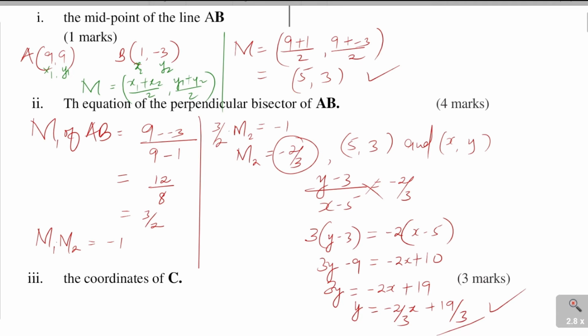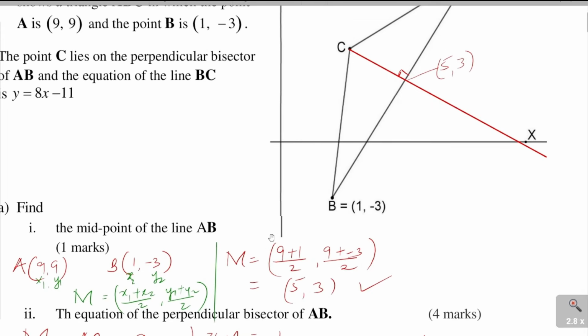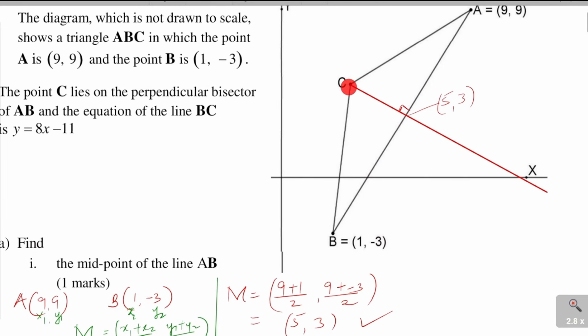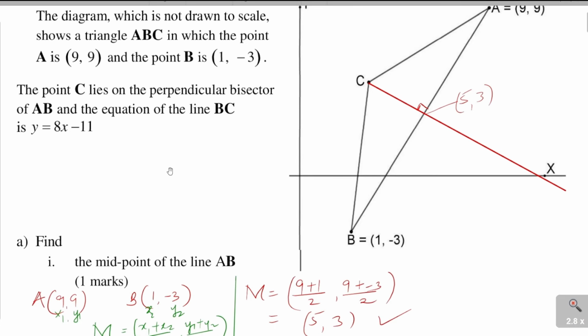We go to the other part, part 3, the coordinates of C. So we need to get the coordinates of this point. So how do we get that? Very easy. We are given the equation of BC. The equation of BC is y = 8x - 11.